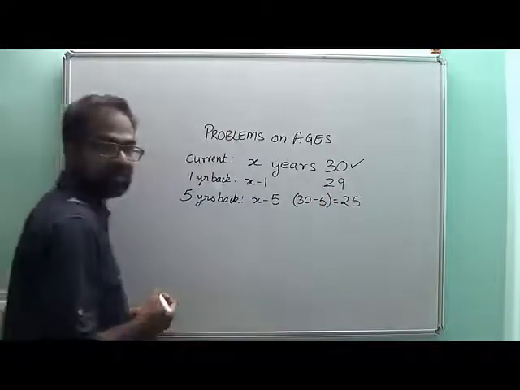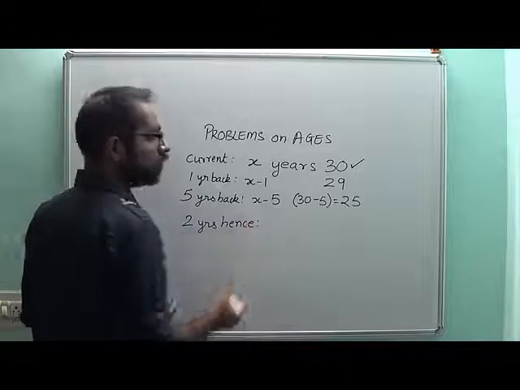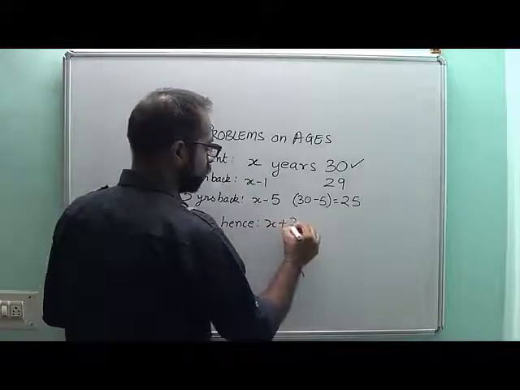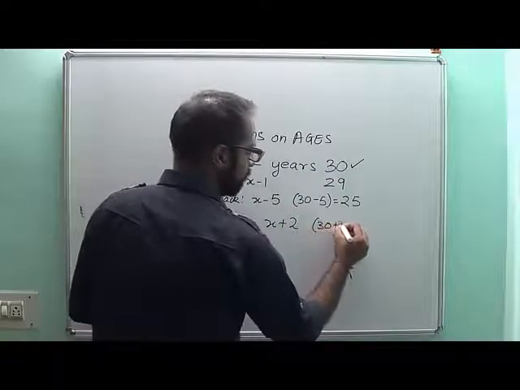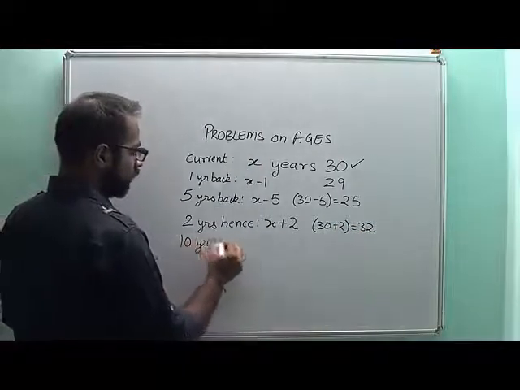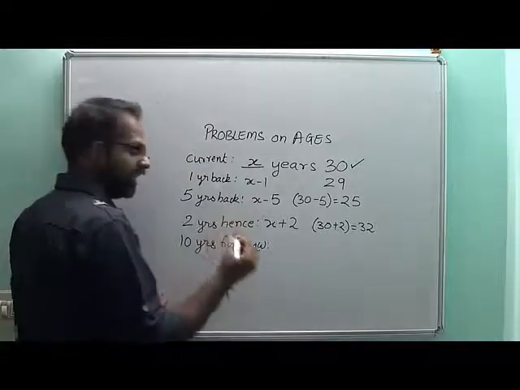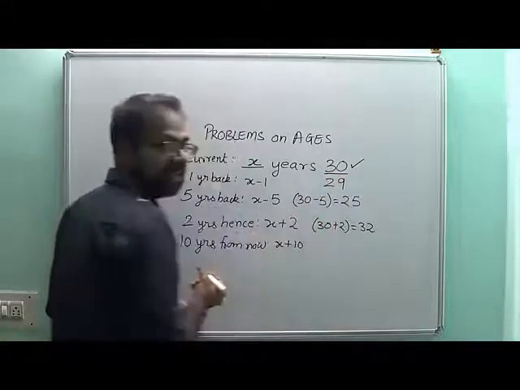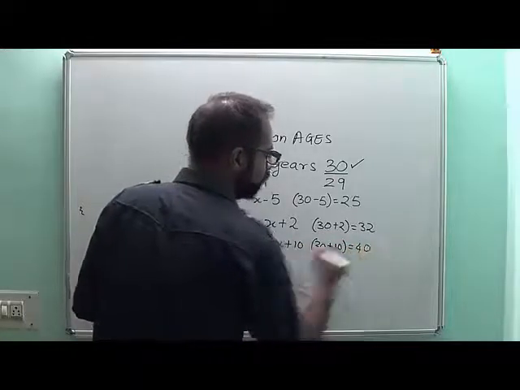that is 25 years. Similarly, 2 years hence, or 2 years from now, what would my age be? If my current age is X years, 2 years from now, I simply add 2. So if my current age is 30, then 2 years hence, my age will be 30 plus 2, that is 32 years. Similarly, what would be my age 10 years from now? If my current age is X, then after 10 years, my age simply will be X plus 10. So if my current age is 30, then 10 years from now, my age will be 30 plus 10, which is equal to 40.